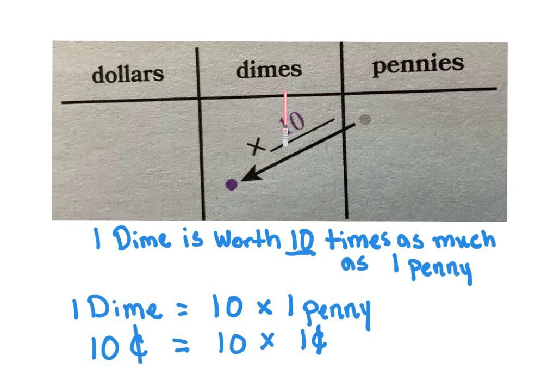Every time we go to the left, we multiply by 10. This would be, remember, ones, tens, and then hundreds. Every time we go to the left, we multiply by 10. Anytime we go to the right, we divide. We do the inverse operation. So remember, 1 dime is worth 10 times as much as 1 penny.